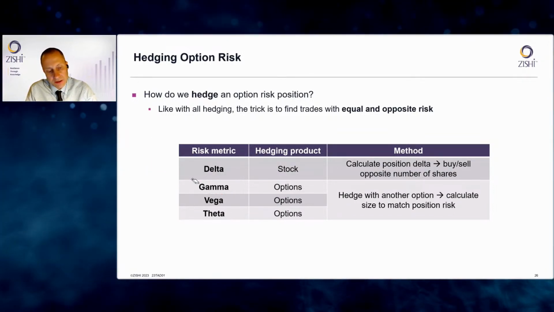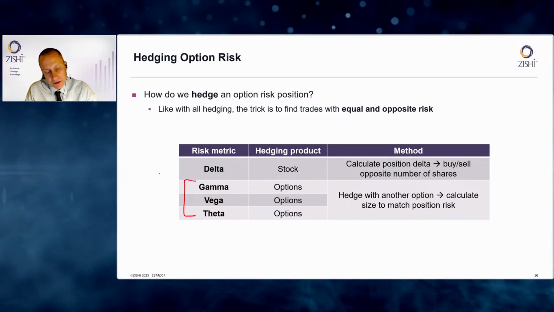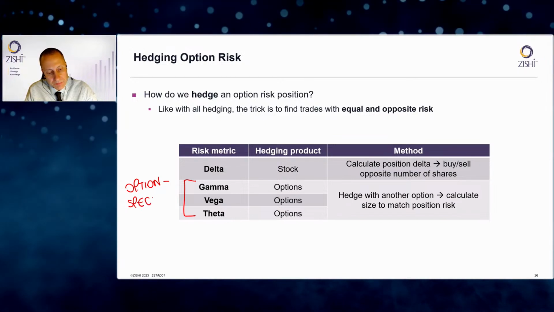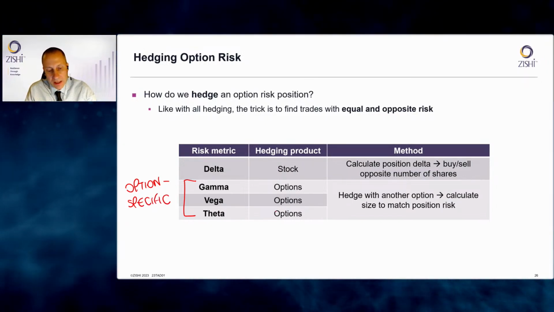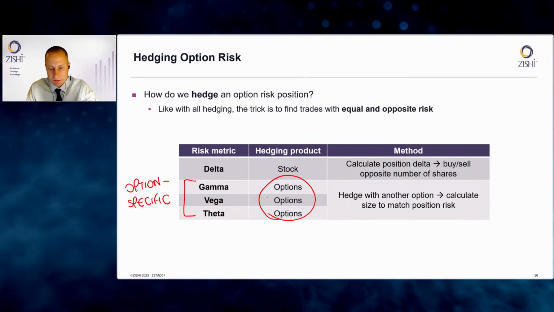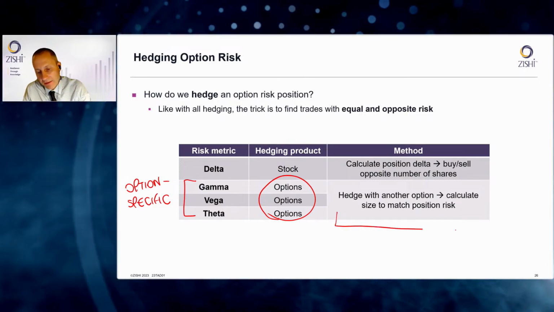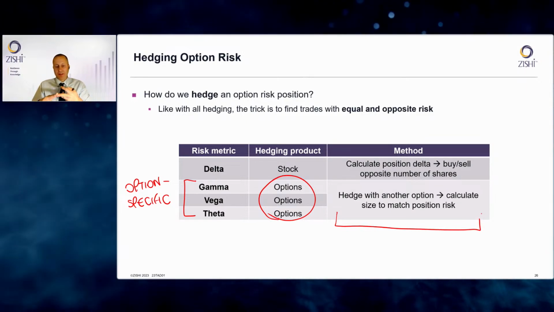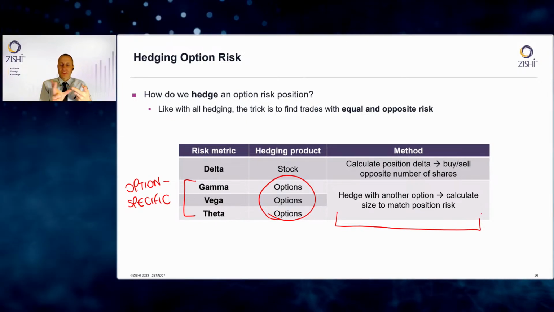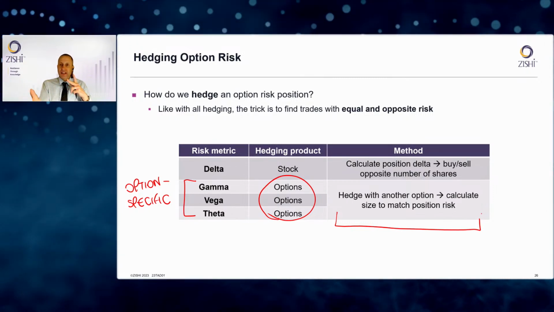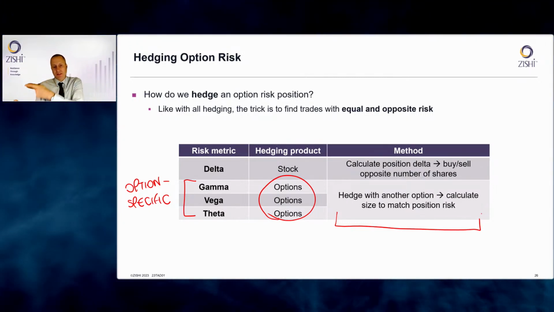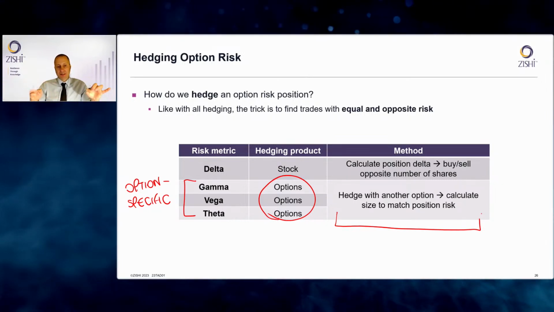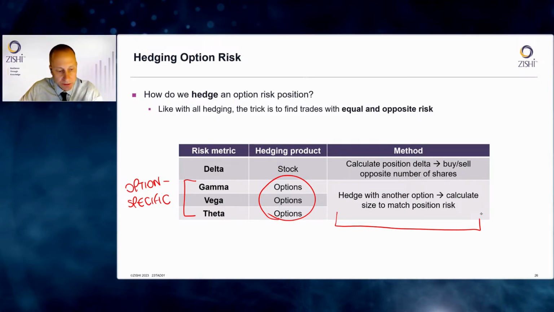All of these other risks are option specific. So they are something which is specific only to options, and therefore if I want to hedge them, I can only hedge them with other options. So the hedging method therefore is to calculate what my position risk is in Vega and theta, and then find another option or size up another option, which will give me an equal and opposite Vega and an equal and opposite theta, and then trade those new options. So those option-specific risks can only be hedged with other options.